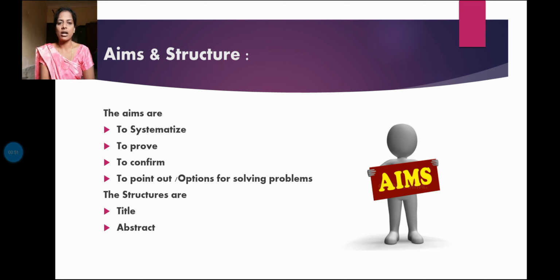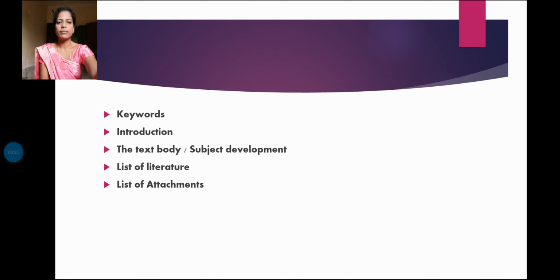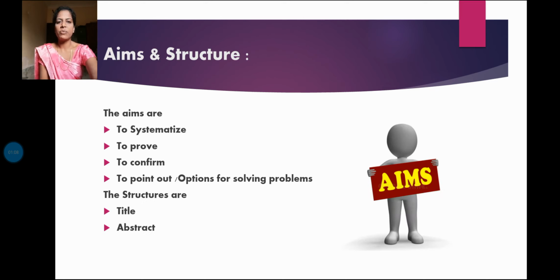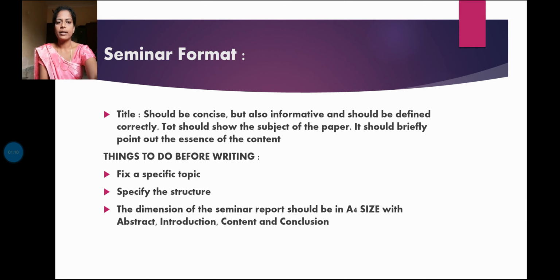Next, what are the structures of seminar papers? Firstly, the title, the abstract, the keywords, introduction, the text body, subject development, list of literature and list of attachments. These are the structure of a seminar paper.